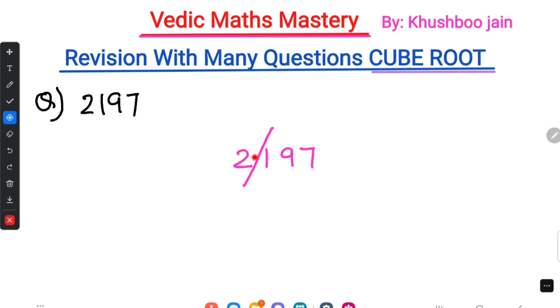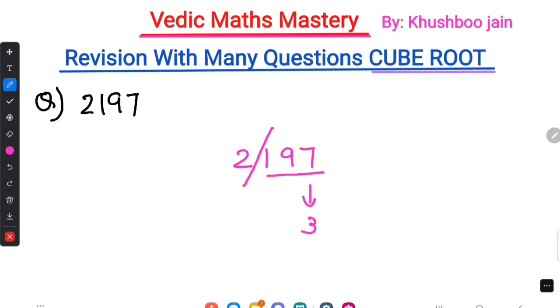Now what we have to do is, the last digit is 7. As you all know, the cube root of 7 ends in 3. Okay, because if you multiply 3 three times, the answer is 343, and in 343 the 3 is the last digit. So according to this, the right-hand side part of my answer comes out as 3.